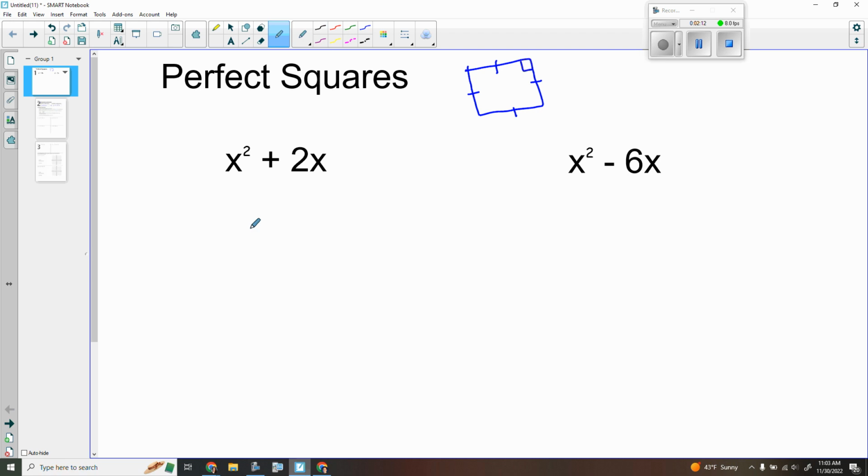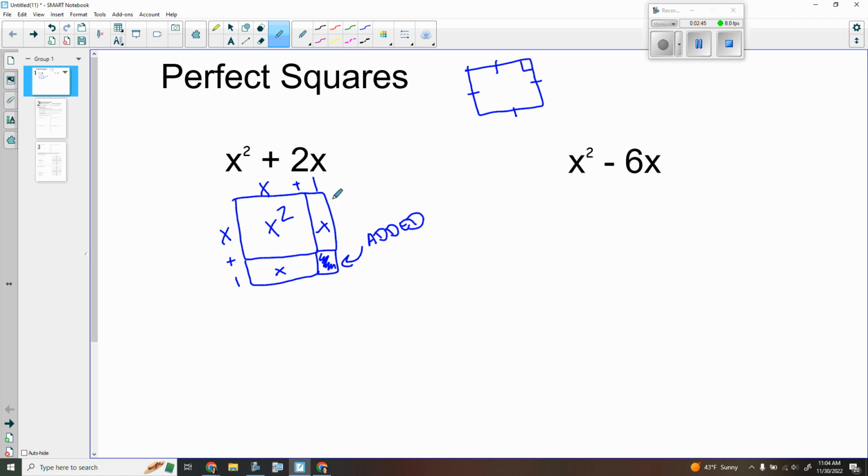So again, I'll draw this out over here, thinking of it in terms of our generic rectangles. This is my x squared. Here's my x tile. And then my other x tile needs to come down here at the bottom. So this side is x plus 1, and this side over here is x plus 1. What I did is I needed to add this one tile to make this into a perfect square. So I needed to add 1.